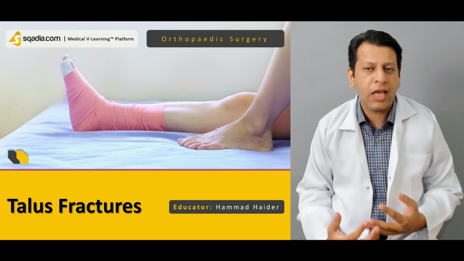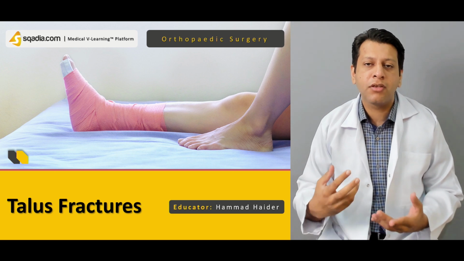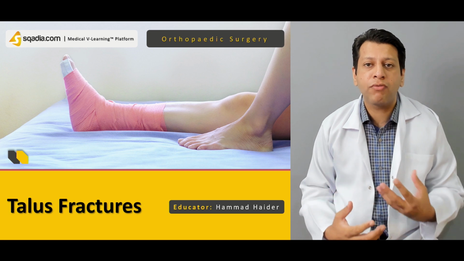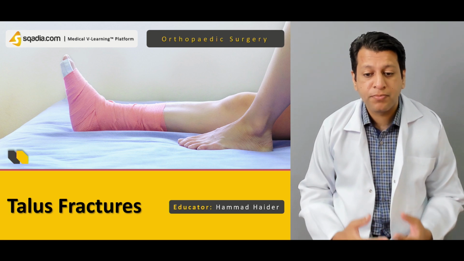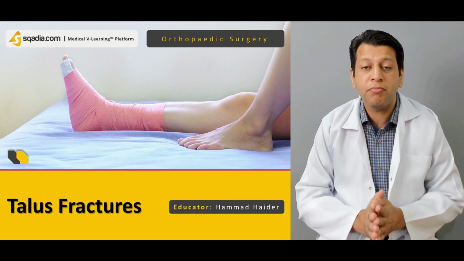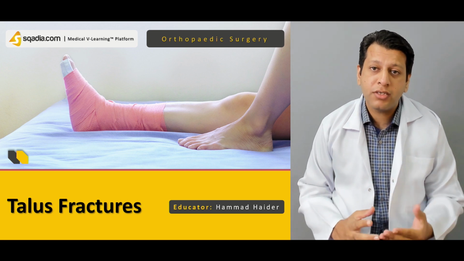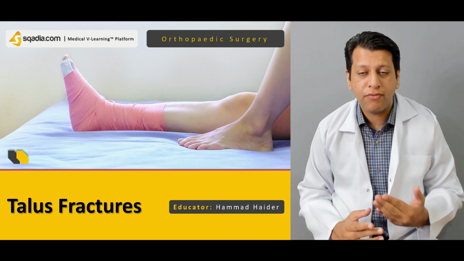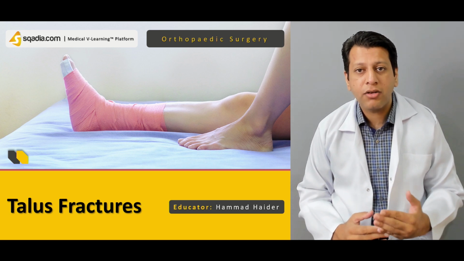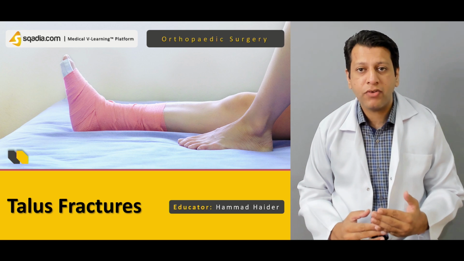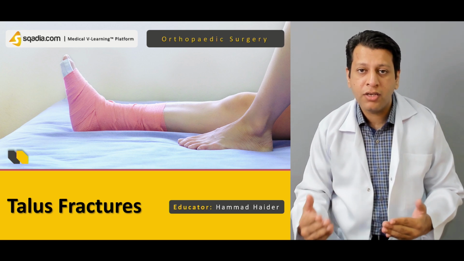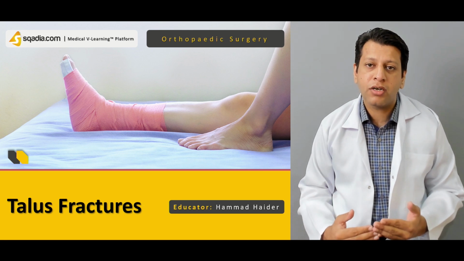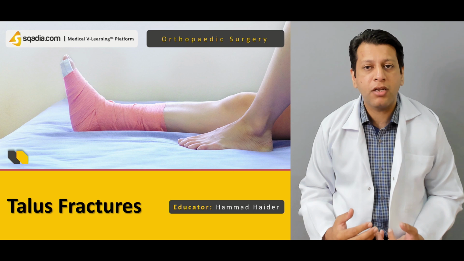Usually they're associated with leg fractures, ankle fractures, foot fractures, and there is an increased incidence of these foot and ankle as well as leg fractures. In this lecture, we will be mainly going through the talus fracture. The talus is the bone which articulates with the tibia, forming the ankle joint, then articulates with the navicular to form the talonavicular joint, and it also articulates with the calcaneum, forming the subtalar joint.